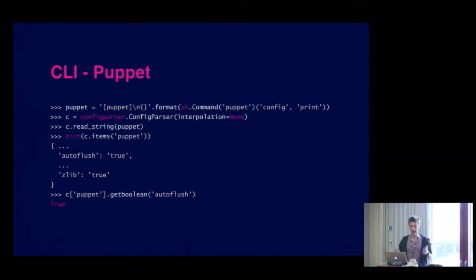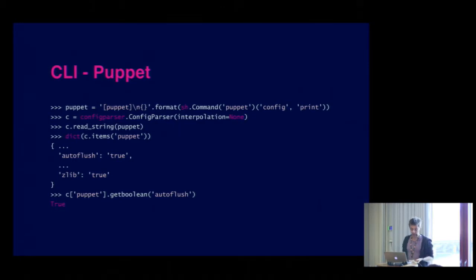Now this is normally a list of key equals value pairs, so it's super easy to parse with config parser, except that config parser gets very, very mad if it doesn't have a section header. So you do the little hack where you add the section header and the interpolation marker, and you call out to Puppet, pass it config print as arguments, and then you can actually read it in, and you end up with a dictionary of settings, which has every key value pair that you need.